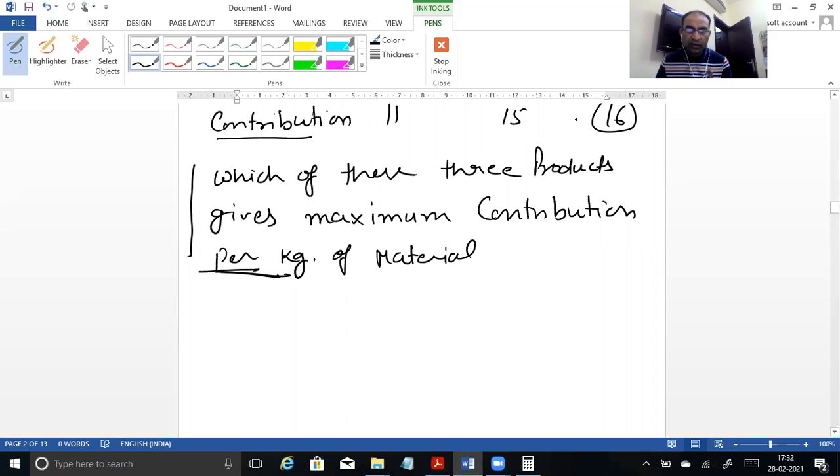But our raw material is in short supply, so we have to see the value of 1 kg of raw material. From that angle, which product gives the maximum contribution for 1 kg of raw material, because raw material is in short supply? You can see here product A, product B, and product C. Product A gives me 11 contribution, B gives me 15, and C gives me 16.